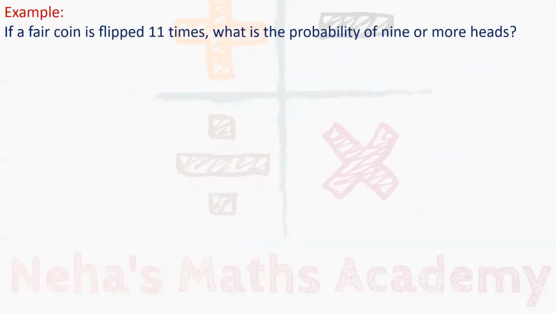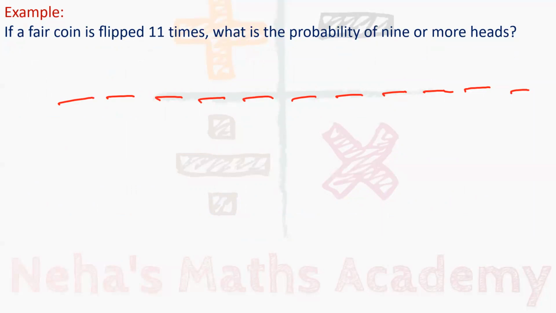Second question: if a fair coin is flipped 11 times, what is the probability of 9 or more heads? A fair coin is flipped 11 times. What is the probability of 9 or more heads?